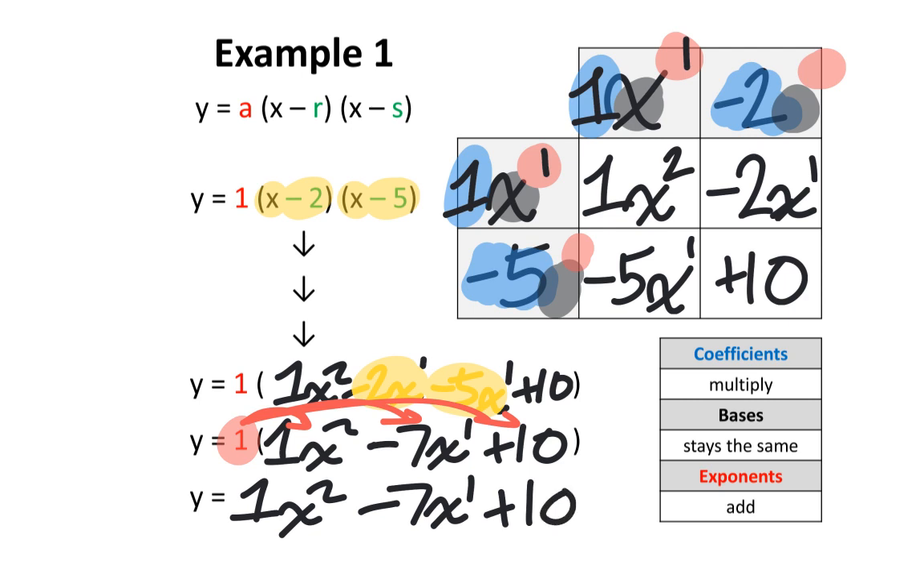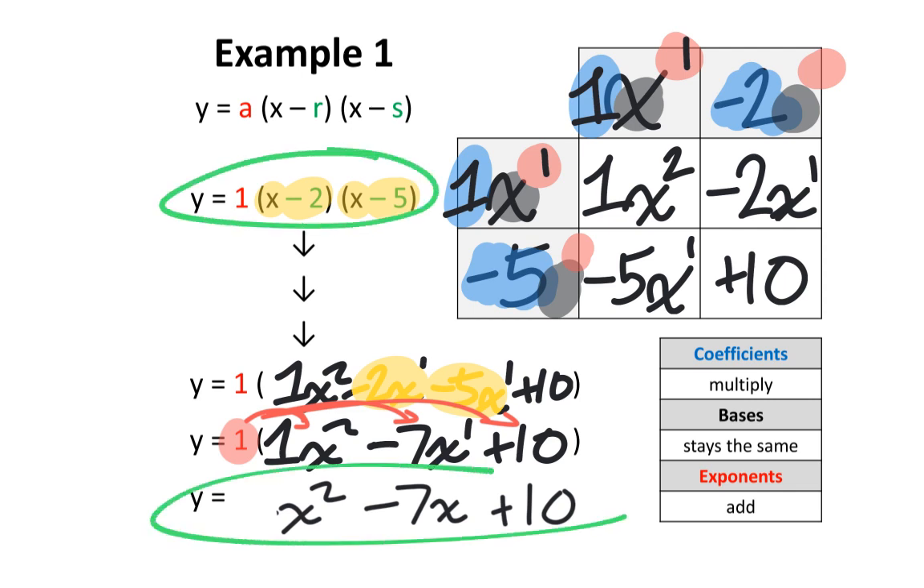I want to clean this up a little bit, so we're going to remove this 1 since we don't like to see coefficients of 1, and I'm going to remove this one as well since we don't like to see exponents of 1. Therefore, we've just converted factored form to standard form.